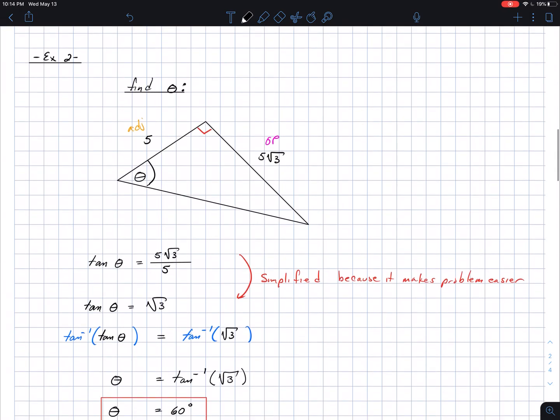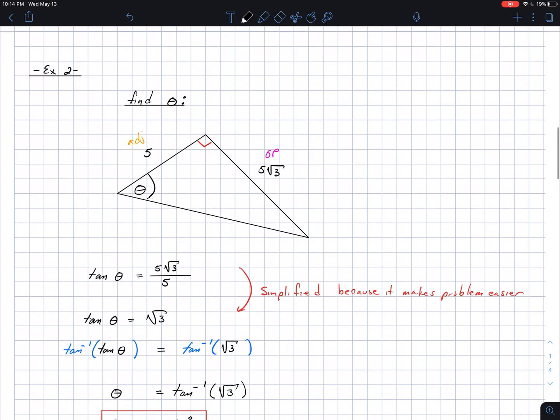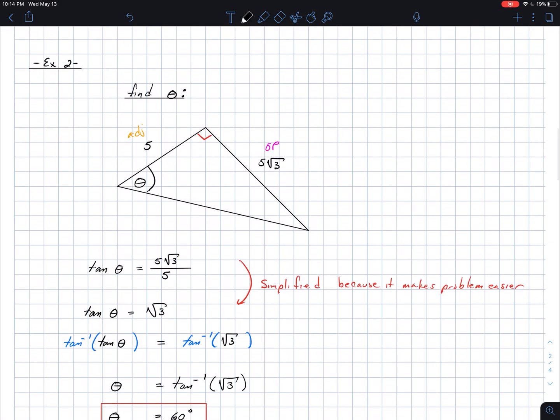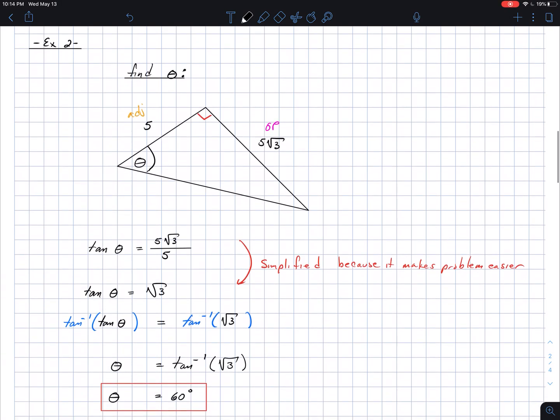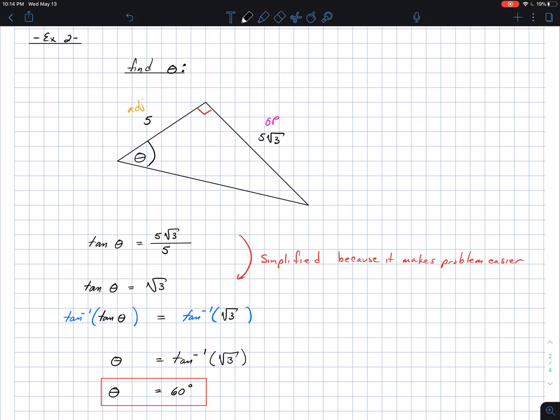Example 2, find theta. Well, find theta seems pretty interesting right here. We have an opposite side of 5 root 3, and we have an adjacent side of 5. So if you're really quick, maybe you figured out what the angle is already. But just in case, we're going to use the trig ratios this time. And see what we did here. We took the tangent, which is the opposite over adjacent.